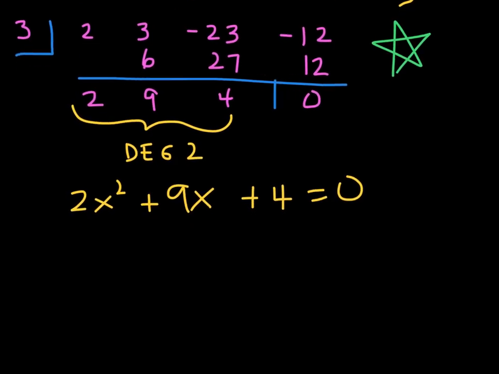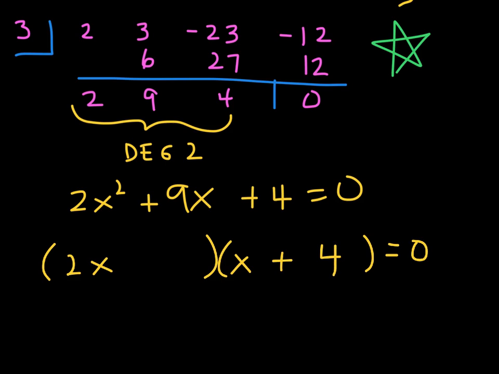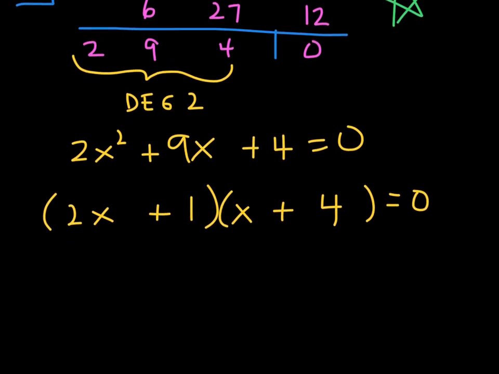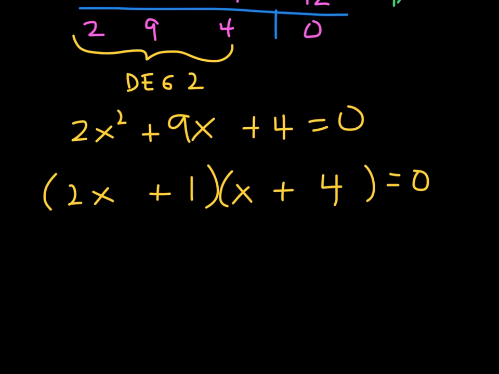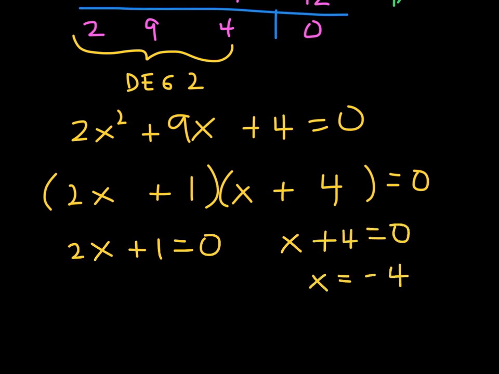Okay? So let's see. Does it factor? I hope it does. So let's check. All right, it does. Like this. All right? Set each factor equal to 0 and solve. So when you do that, you get 2x plus 1 is 0, or x plus 4 is 0, which gives you x is negative 4, or x is negative 1/2.